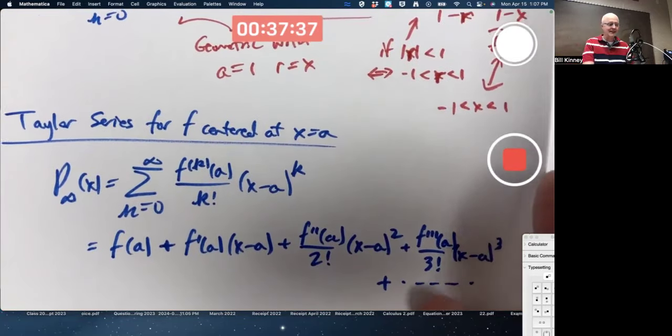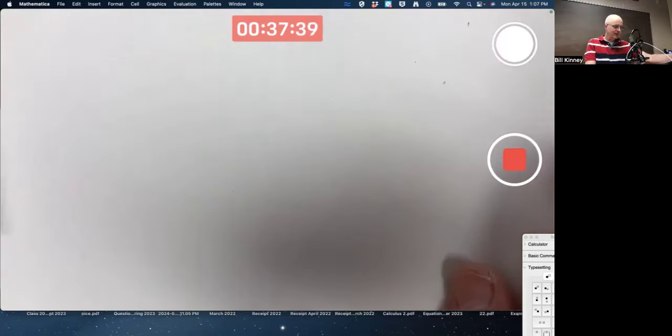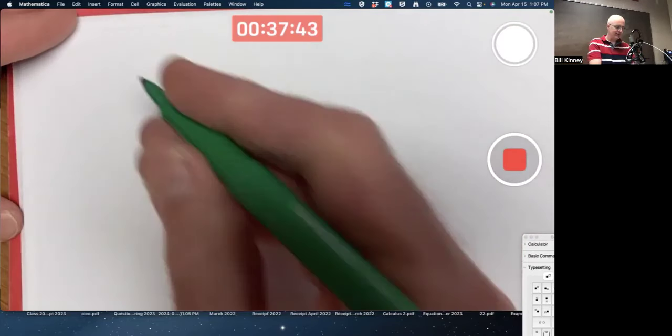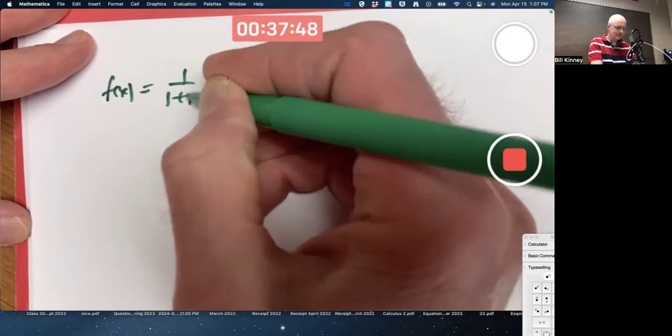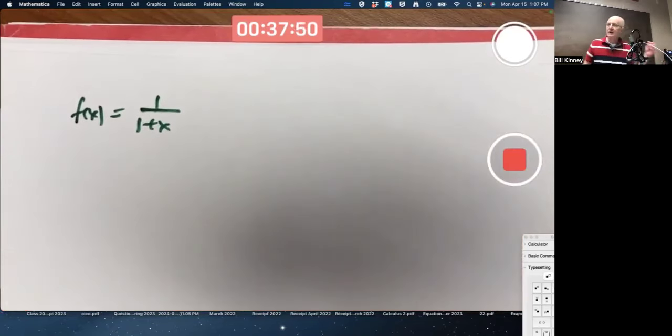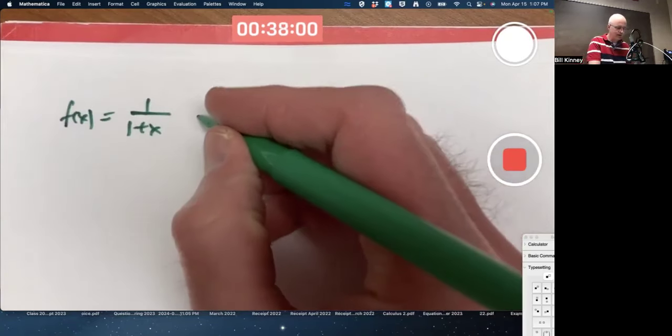All right, that's the Taylor series. Let's do another example. How about f of x equals 1 over 1 plus x? Actually, to figure out the Taylor series for this centered at 0, there's a quicker way to do it than taking derivatives. Let me show you that quick way to do it.